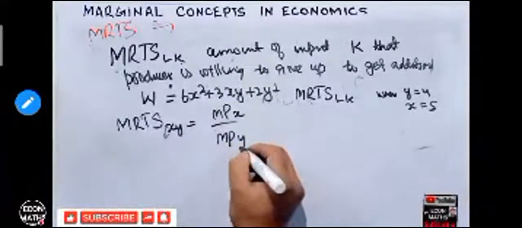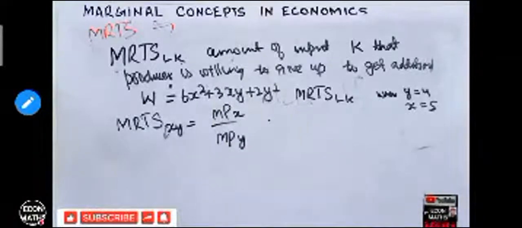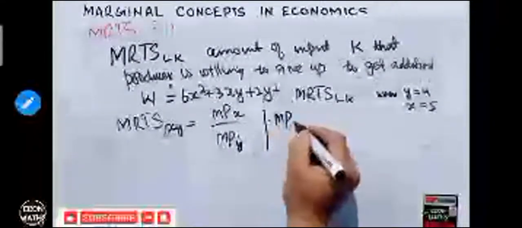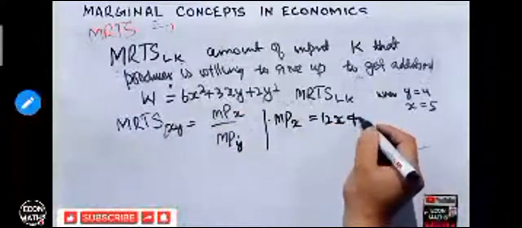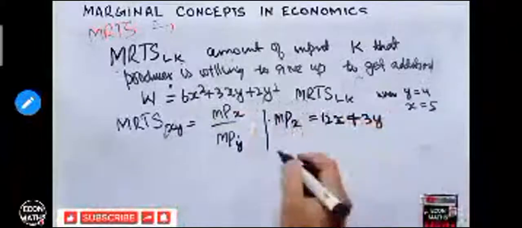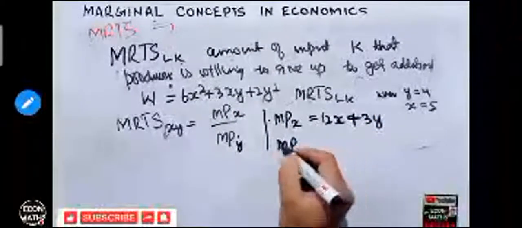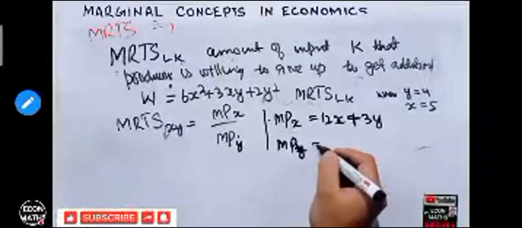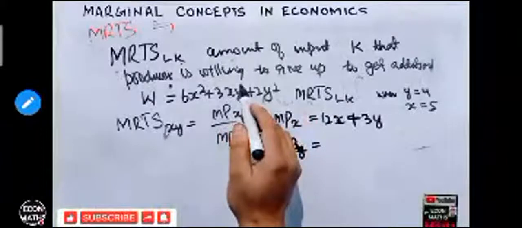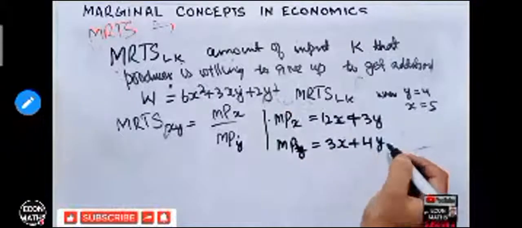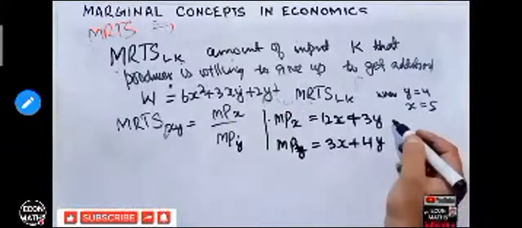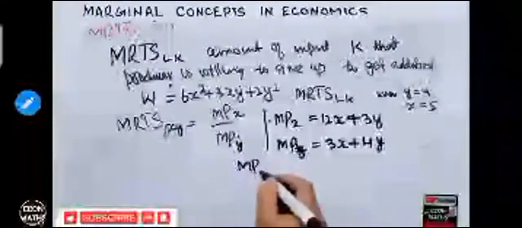Now the marginal product of x is obtained by differentiating this with respect to x. So 2 times 6 is 12x, plus 3y, and for the 2y squared term no x is involved, so it is 0. Similarly, the marginal product of y is obtained by differentiating with respect to y, so the derivative of y is 1, so this is 3x plus 2 twos are 4y.